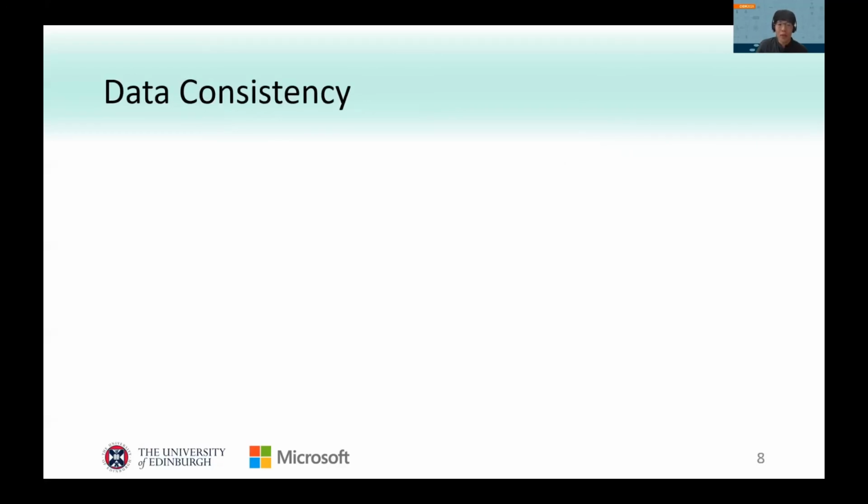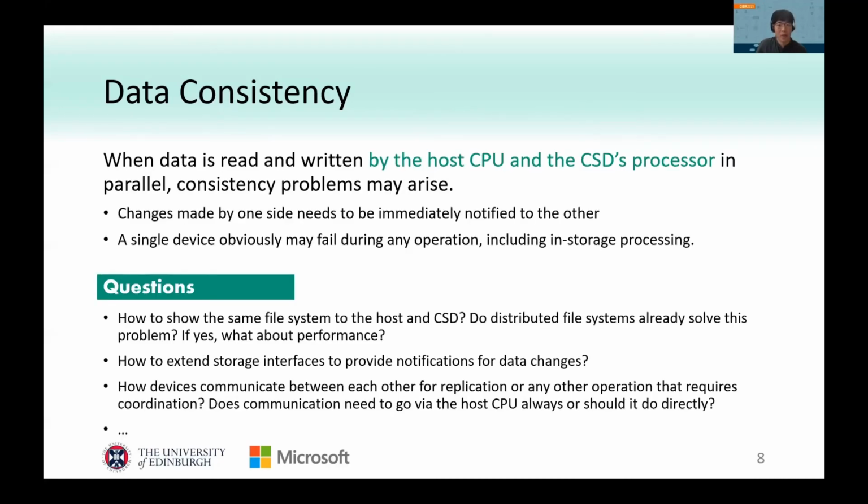When data is read or written by the host CPU and the computational storage device's processor simultaneously, consistency problems may arise. This issue does not only apply to just data blocks. For example, when the software running on the host CPU or on the computational storage device's processor creates a new file, the creation must be notified to the other CPU. Obviously, classic file systems do not address such issues, and even worse, common disk interfaces like SATA, SAS, or NVMe are not well prepared to manage such situations.